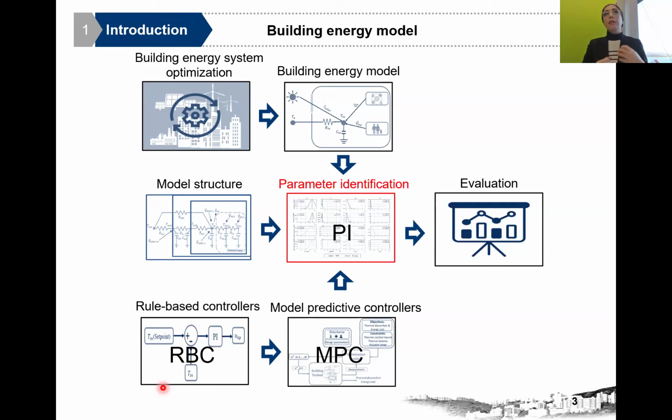MPC is a technique to find the optimal control action at each time step, by predicting the disturbances of the future, and also considering the mathematical model and the comfort constraints that we have. And one of the important steps for MPC is parameter identification too.